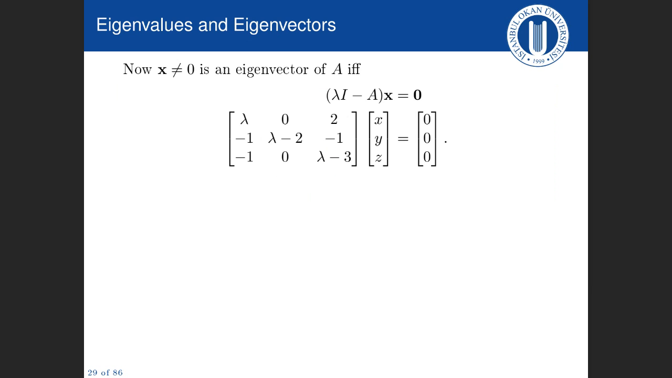A non-zero vector x is an eigenvector of A if and only if (lambda I minus A)x is the zero vector. That's the definition, or that's the formula from the theorem. We need to take this and put lambda equal to 2 in, and we need to put lambda equal to 1 in.